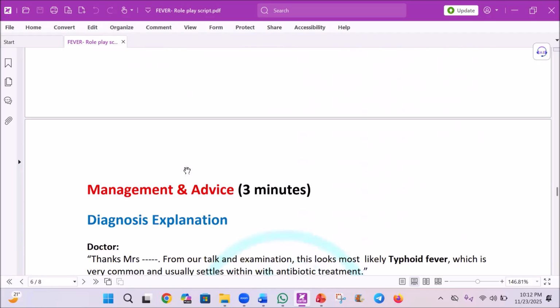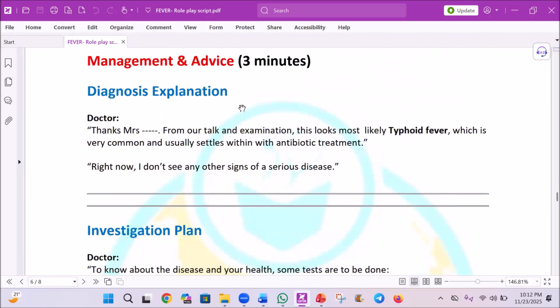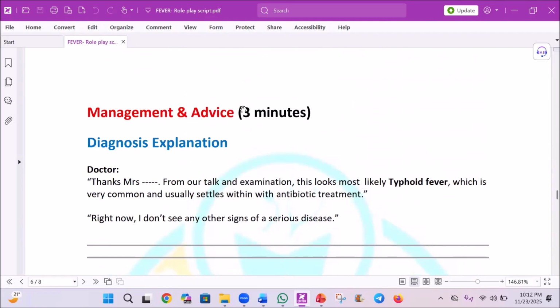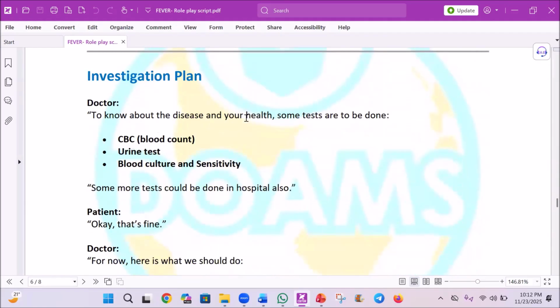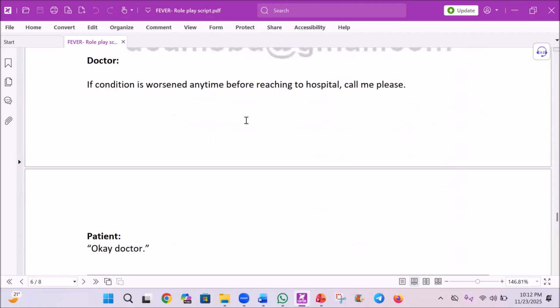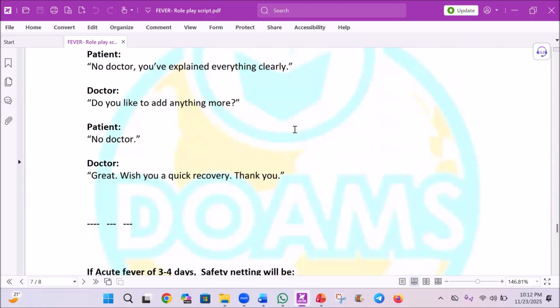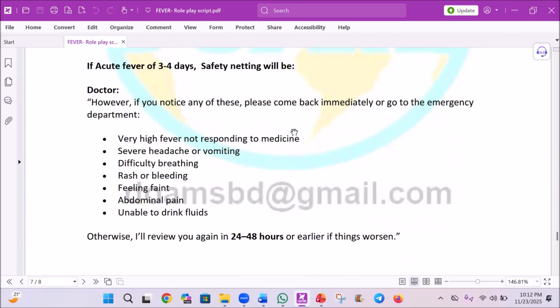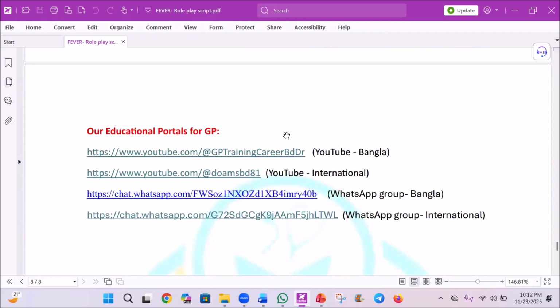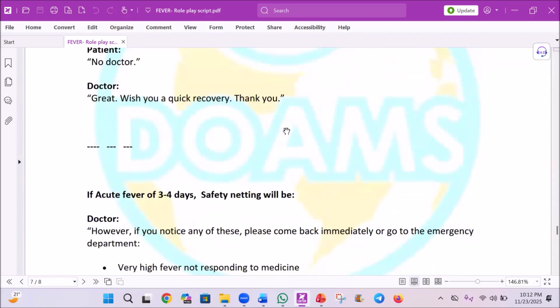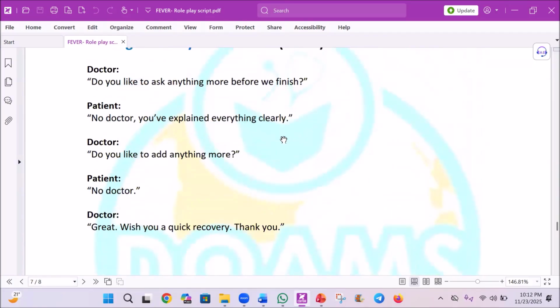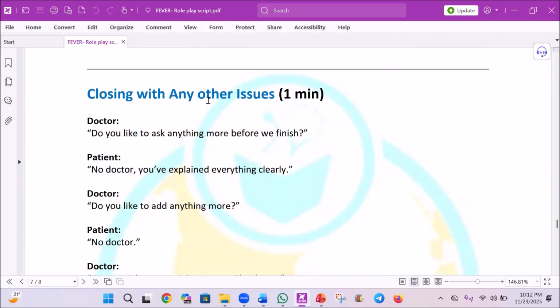Throughout, we have even shown you the plan. Finally, management advice will take 3 minutes. I think it will total 9 minutes, including the investigation. The investigation budget is 1 minute, and finally the other history part is 1 minute. That 1 minute means closing with other issues.